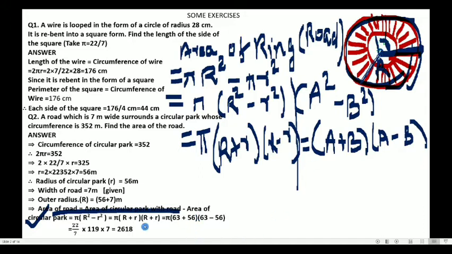So capital R is 63, small r is 56. And then you just do R plus r, R minus r, meaning 63 plus 56, 63 minus 56. By solving, we have got the area as 2618 meter square. Let me write this meter square.